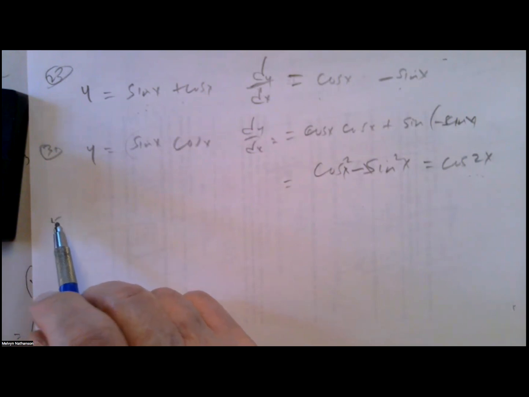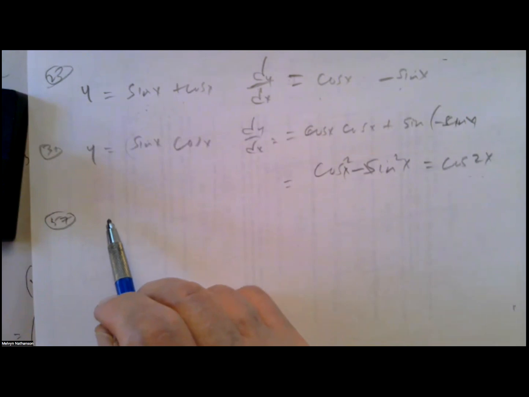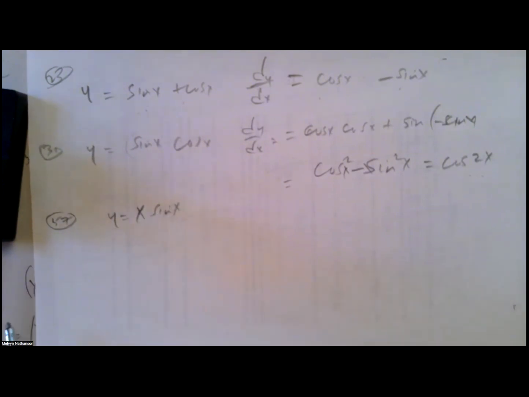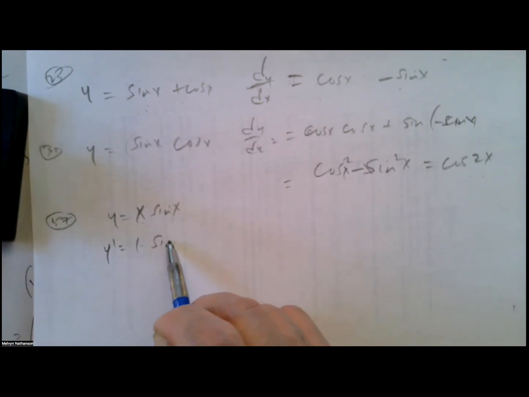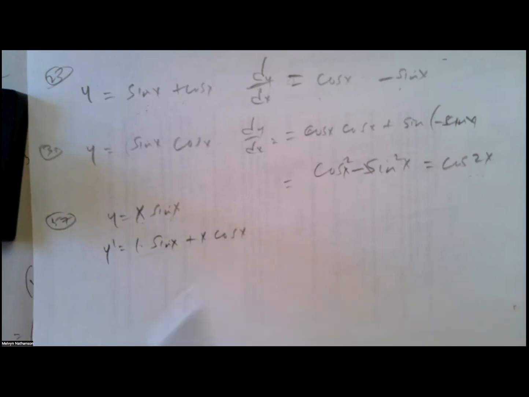Let's look at number 57. Suppose I have y equal x sine x, and I want to find the second derivative. So by the product rule, the first derivative is the derivative of x times sine x plus x times the derivative of sine x, which is cosine x. So y prime is sine x plus x cosine x.